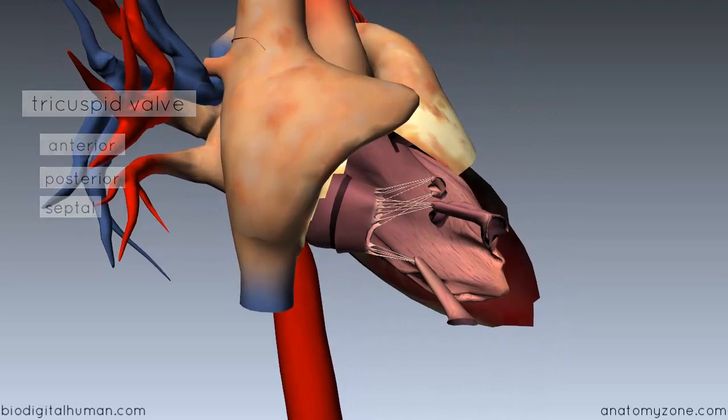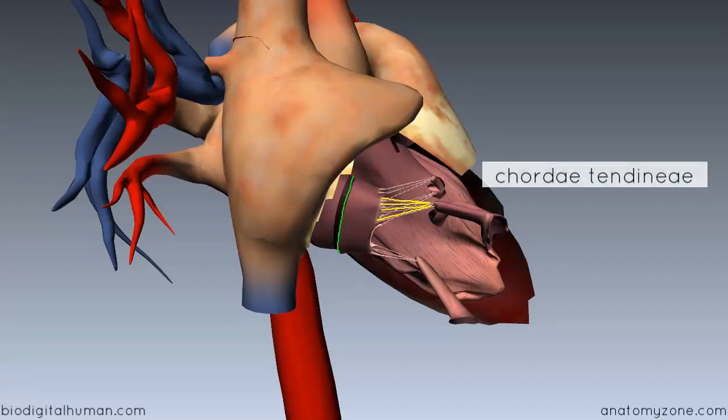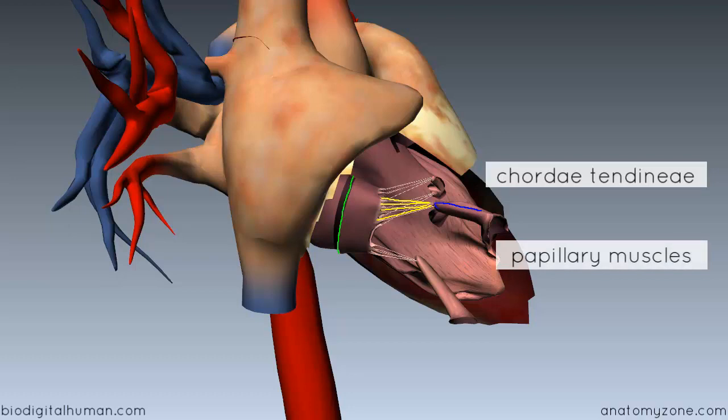At the base of these three cusps, you've got this fibrous ring which surrounds the atrioventricular orifice, and this fibrous ring gives support to this orifice. And then as you can see, these cusps have cord-like structures coming from them, attaching them to this muscle. These cords, which I'm highlighting here in yellow, are called chordae tendineae, and they attach to the tip of these muscles here, which are called papillary muscles.